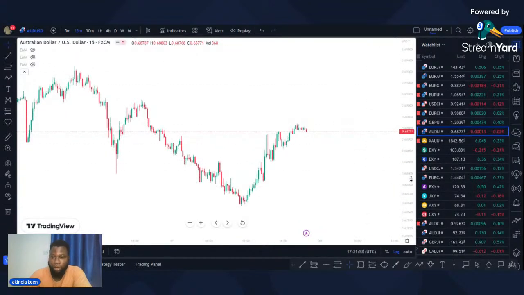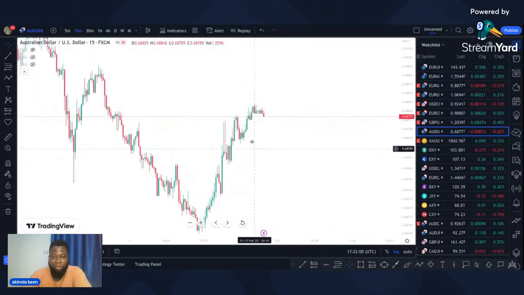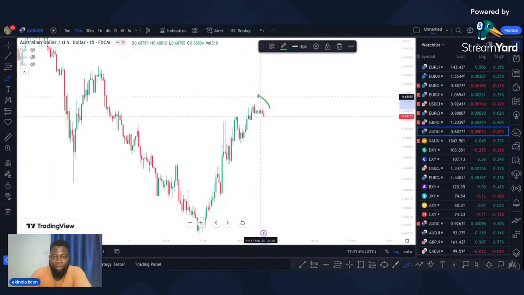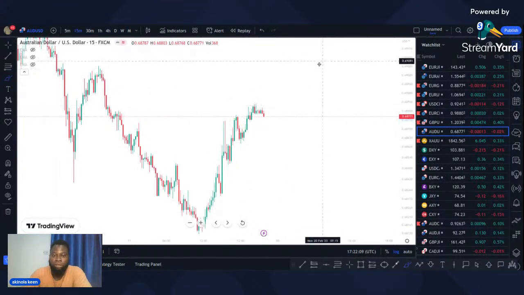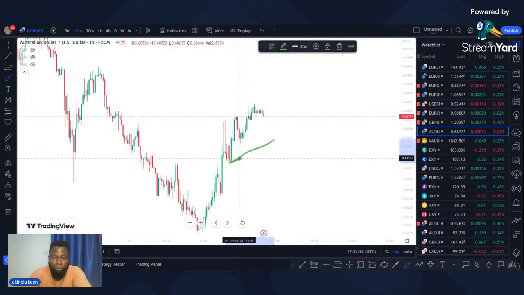So I think the price is consolidating around here, which may be the end of the retracement. You understand? So we can't consider there is a breakout of this level.